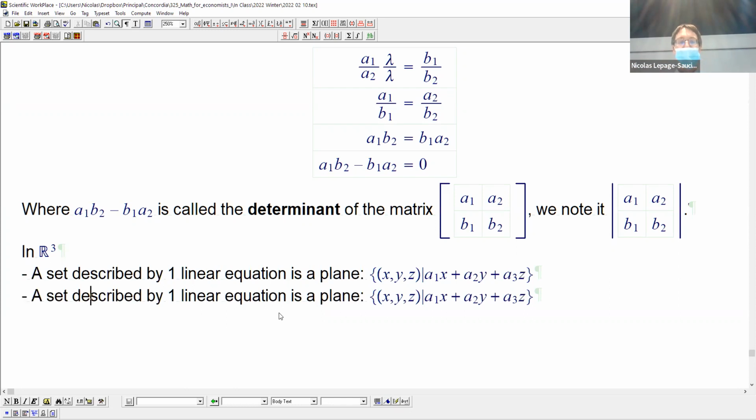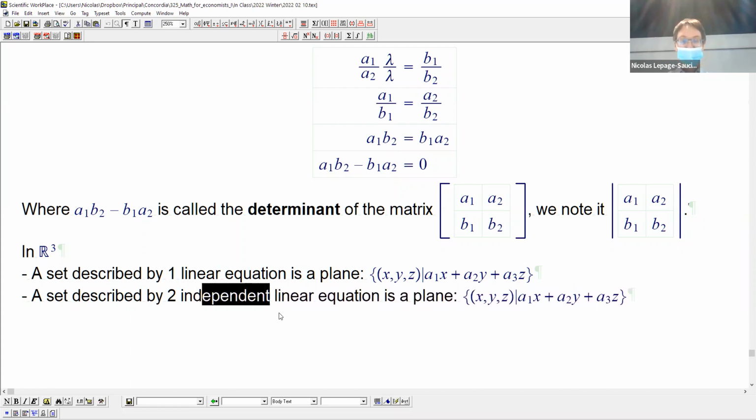And then if I have a set that's described by 2 linear equations, let me add independent, which we're going to see what this means later. Is what?